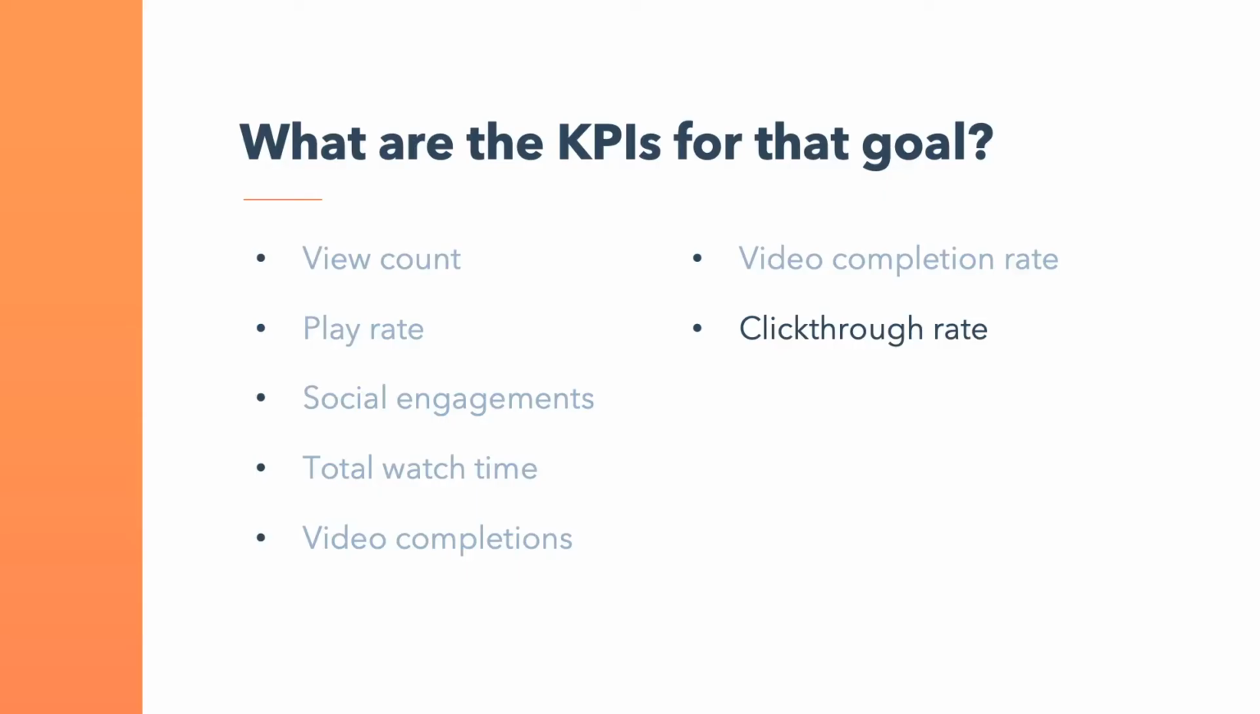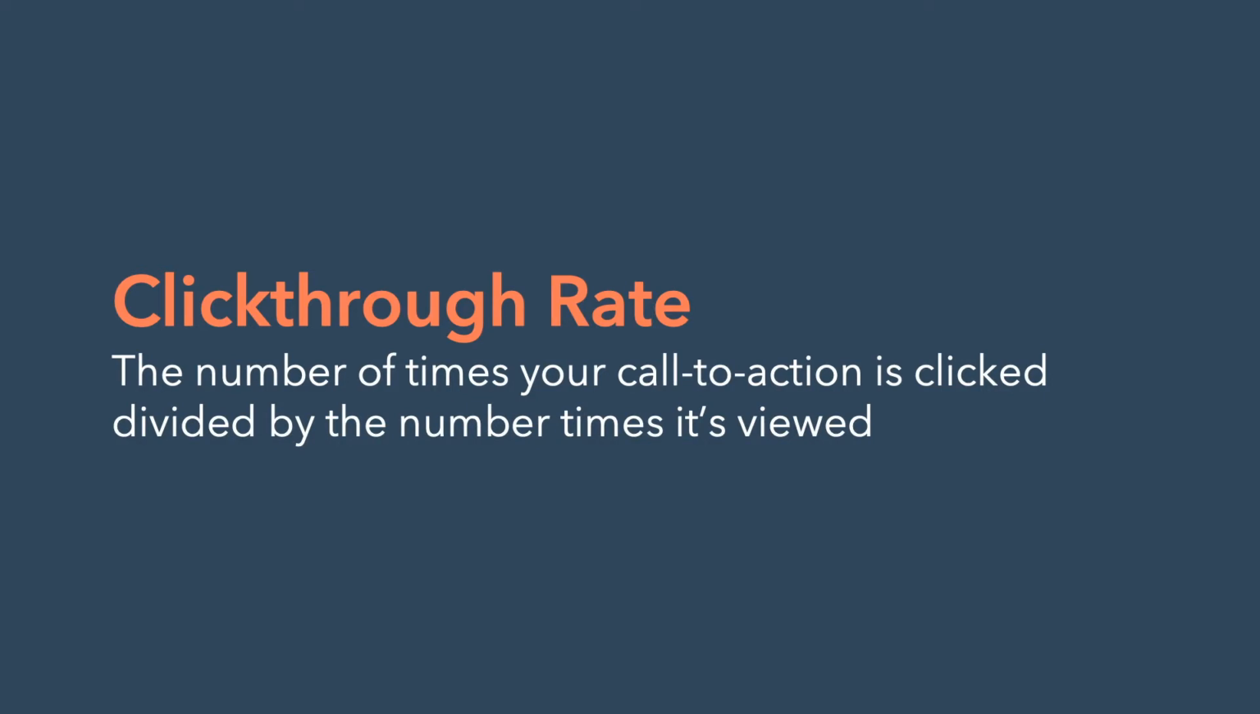Next is click-through rate. Click-through rate is the number of times your call to action is clicked divided by the number of times it's viewed. Click-through rate is a great indicator of how effective your video is at encouraging people to take your desired action. If your click-through is low, consider editing the design, copy, or placement of your call to action.